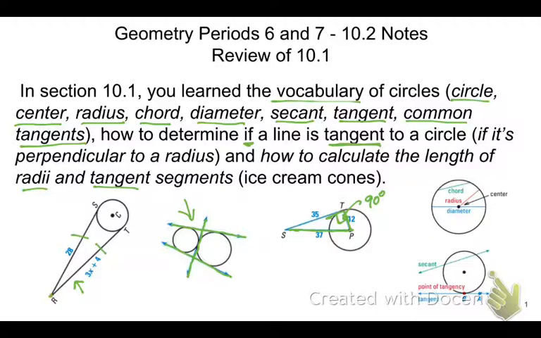And here are definitions: the chord, the radius, the diameter. The diameter is going to become very important today. We have down here a secant, the point of tangency, and also the tangent. So hopefully those are starting to get into your brain and you'll be really adept with them soon.